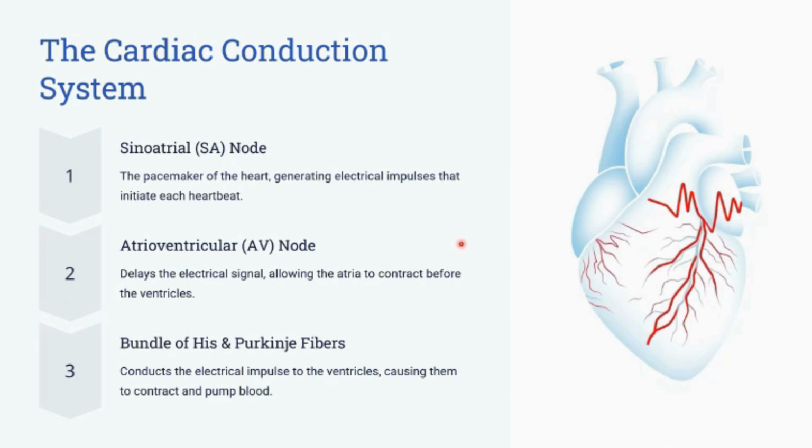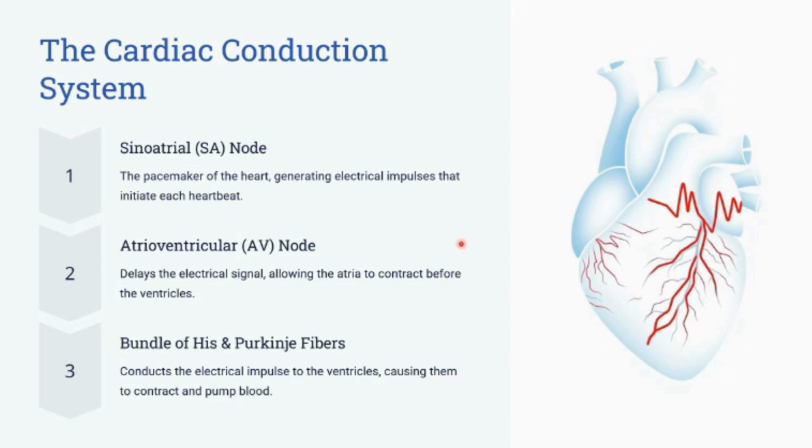Next we have the bundle of His and Purkinje fibers. From the AV node, the electrical signals move into the bundle of His, a collection of specialized fibers located in the interventricular septum. The bundle of His transmits the signal to the ventricles and divides into two branches, the right and the left bundle branches. The bundle branches lead to a network of fibers called the Purkinje fibers, which spread throughout the wall of the ventricles.